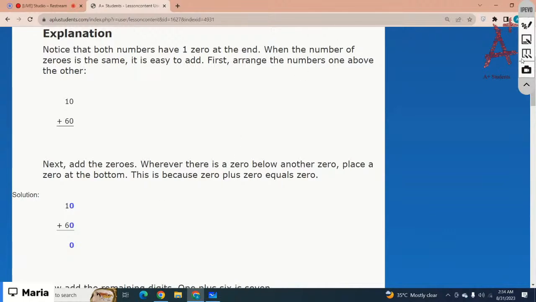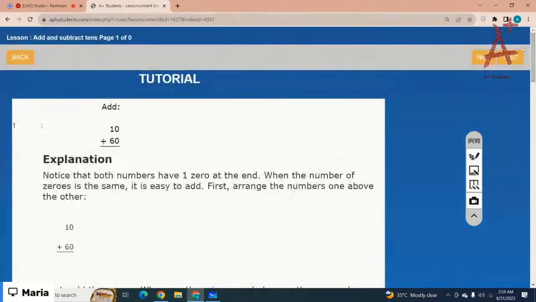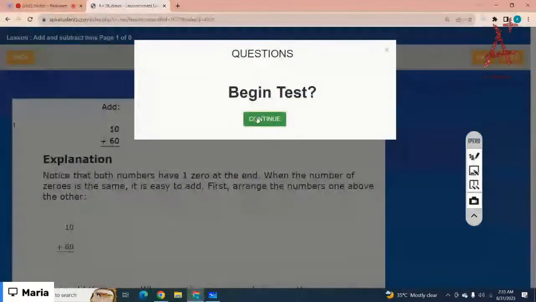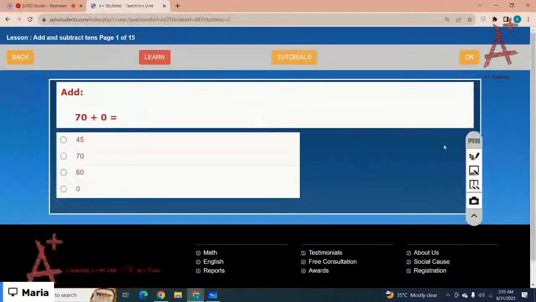Let's just start with the practice questions. So that is for the numbers where the number of zeros is exactly the same, right? 70 plus 0. So adding 0 changes nothing. So 70 plus 0 is the same number, 70, right? The correct option is 70.